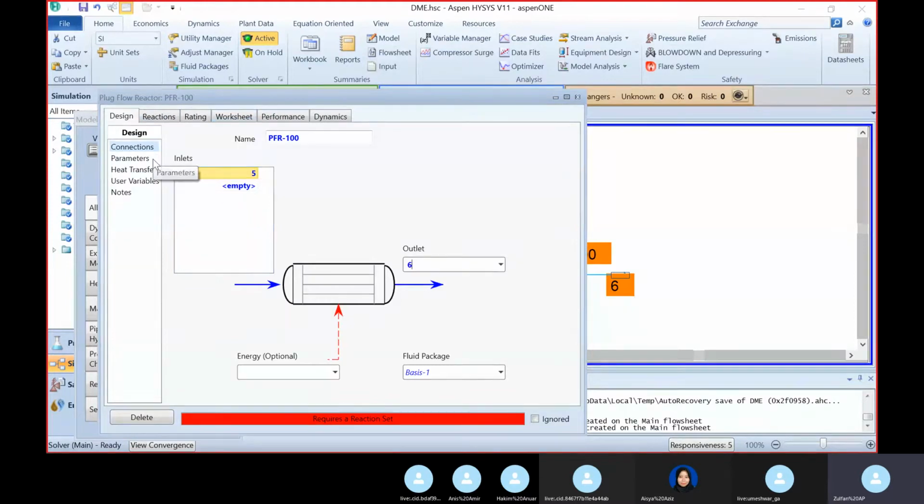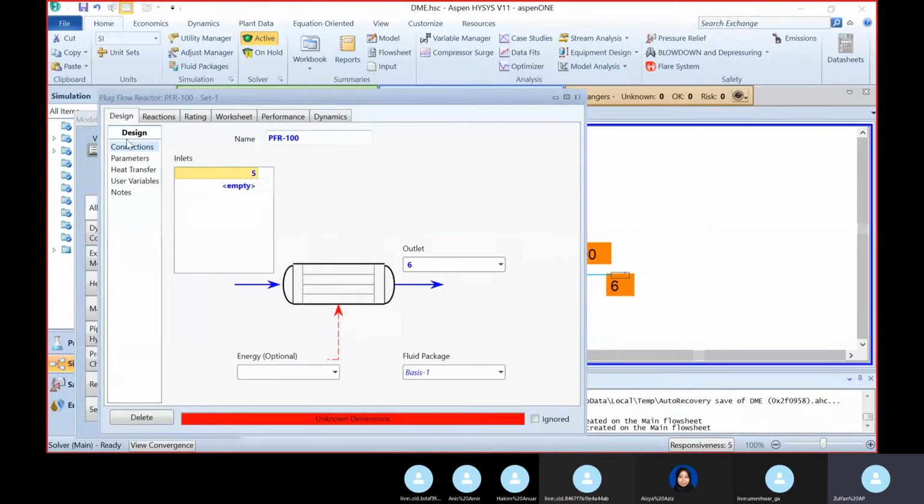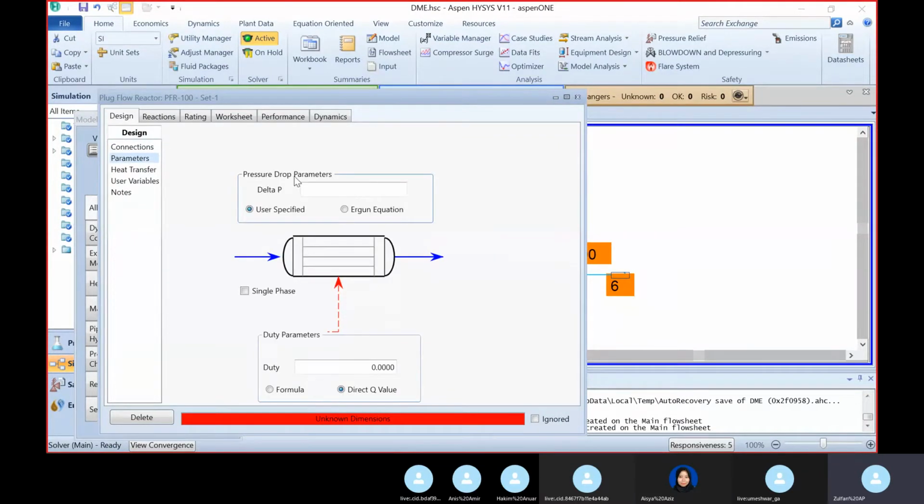It requires a reaction set. Go to reactions then. Specify set 1. And then unknown dimensions because it's a plug flow reactor. The K0 is also saying that it's per meter cubed of the catalyst, right? So we need to specify the volume of the reactor where the reaction can take place. So we go to design parameters.